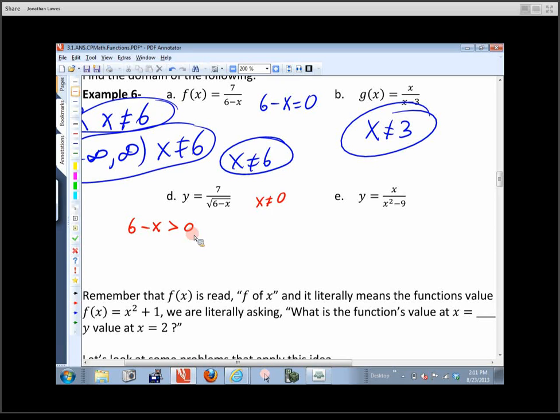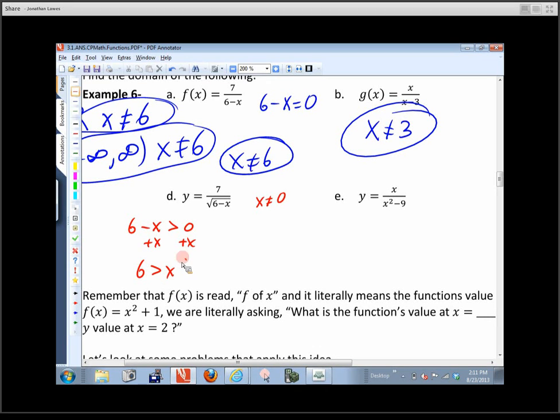So again, the easiest thing to do. Now, if I add x to both sides, do I have to switch the direction of the inequality there? No. Only when we do what? Multiply or divide by a negative. Either one of those, okay? So I get 6 on this side, and I get that.